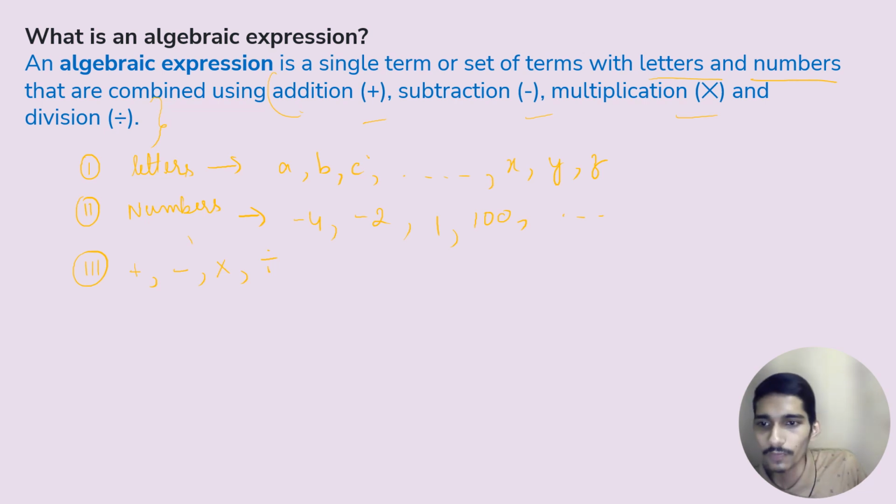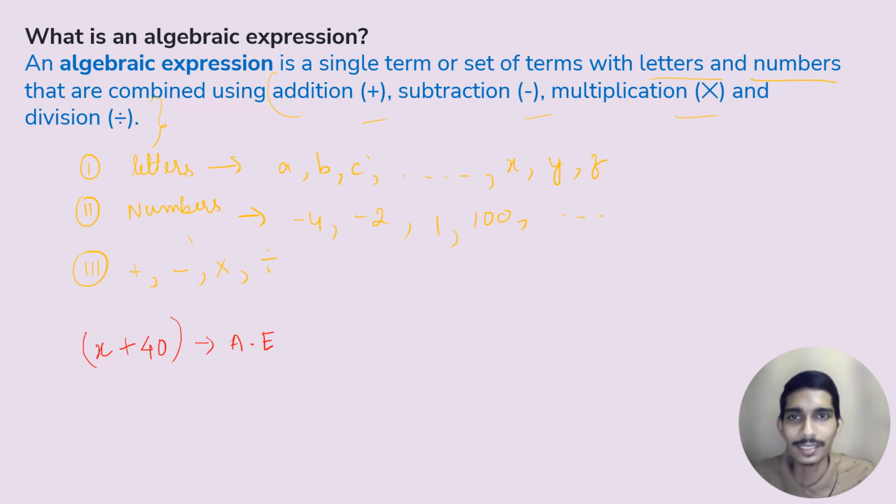Let's take an example. Suppose I have a letter x. Then I have a number, suppose 40. And I combine this letter and number using a mathematical operator, plus. The expression we got is known as an algebraic expression. I am writing it in short as AE. AE means algebraic expression. This x plus 40 is said to be an algebraic expression.